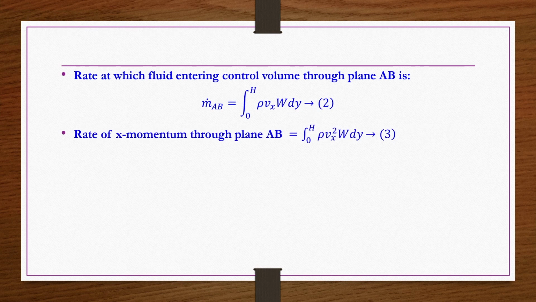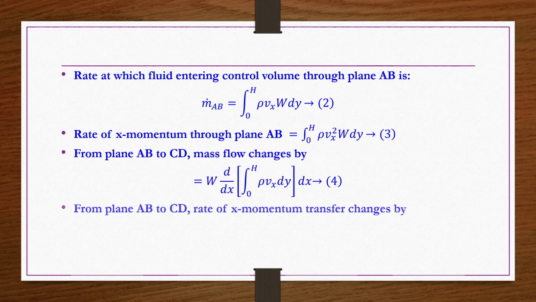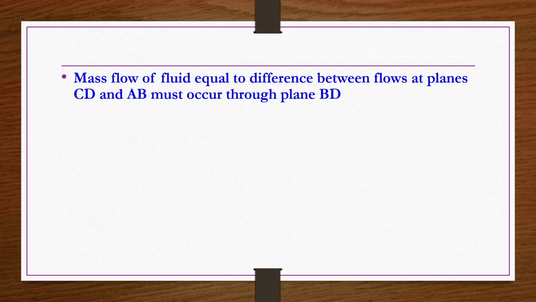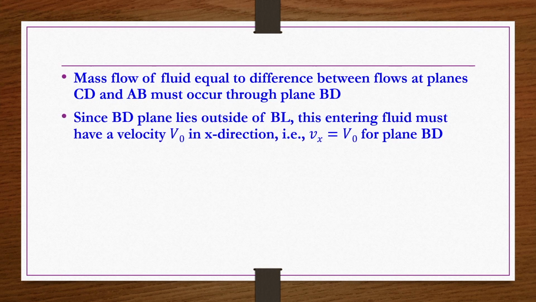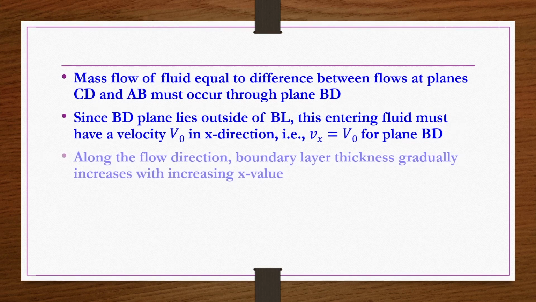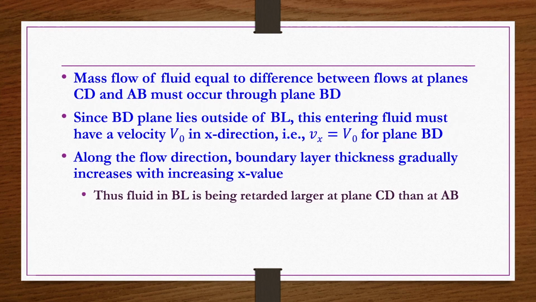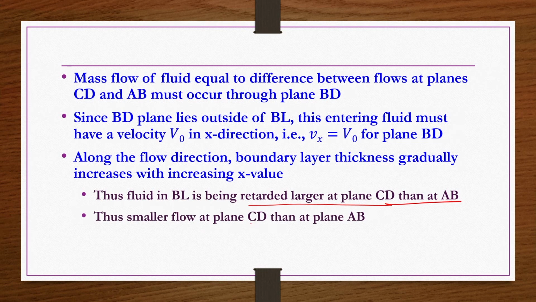The same thing has been written as text here. The mass flow of fluid equal to the difference between flows at planes CD and AB must occur through plane BD. Since the BD plane lies outside the boundary layer, this entering fluid must have a velocity V naught in the x direction. Along the flow direction, boundary layer thickness gradually increases with increasing x. Because of that, fluid in the boundary layer is retarded more at plane CD than at plane AB, so there is smaller flow at plane CD than at plane AB.